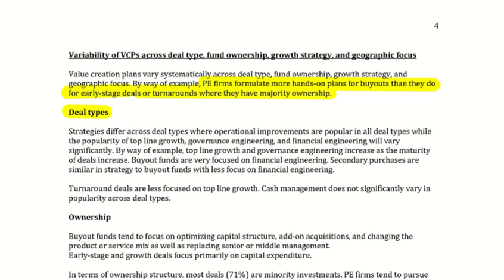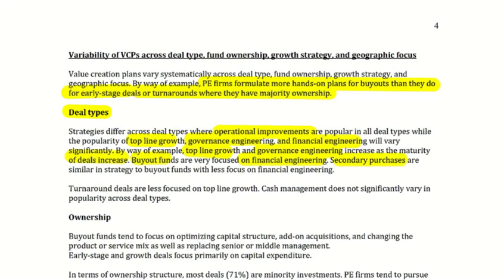Strategies differ across deal types. For example, operational improvements are popular in all deal types, while top-line growth, governance engineering, and financial engineering, remember we're going back to our 5 major strategies, vary significantly. For example, top-line growth and governance engineering will increase as the maturity of the deals increase. Buyout funds, and with this we know, guys, hopefully this should be quite familiar to everybody, focus much more on financial engineering. Things like leverage, debt, etc., introducing those into the portfolio companies.